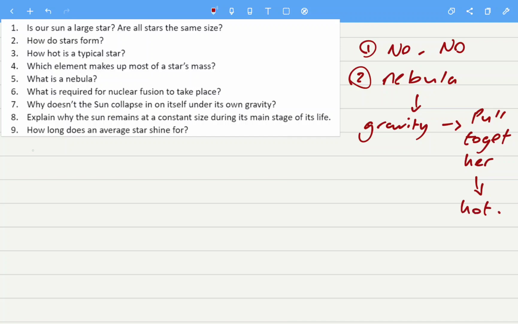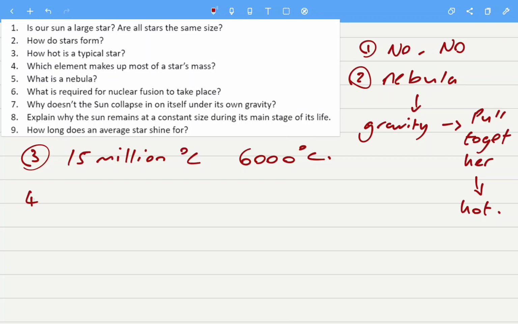So how hot is this typical star? You're looking around 15 million degrees Celsius. That's it. That's near the centre. Surface temperature of the sun, for example, is around 6,000 degrees Celsius. That's the actual surface temperature, which is obviously still very hot.